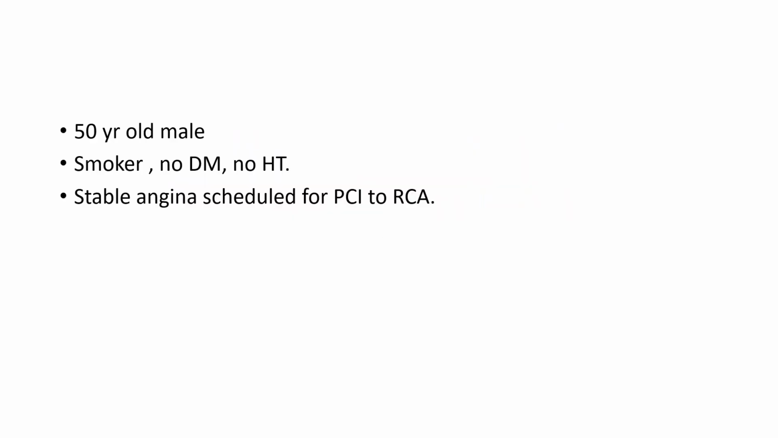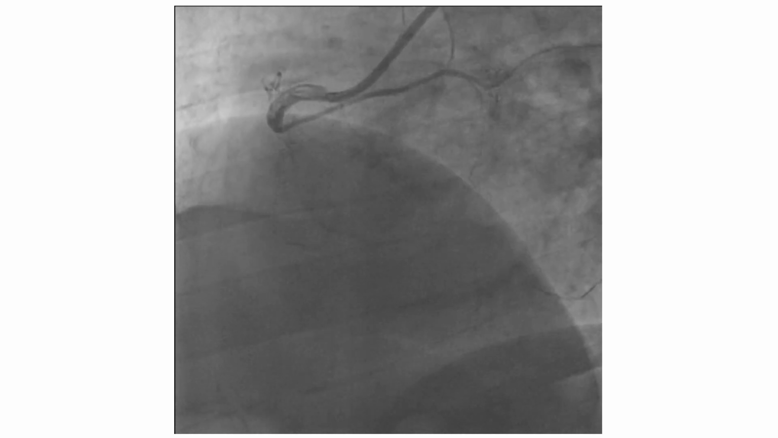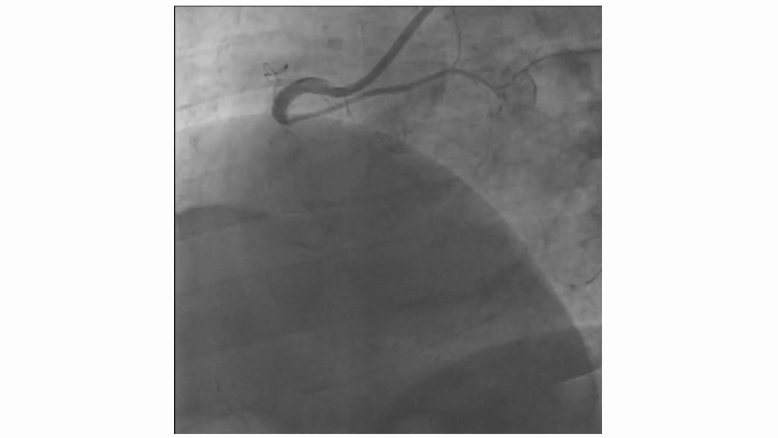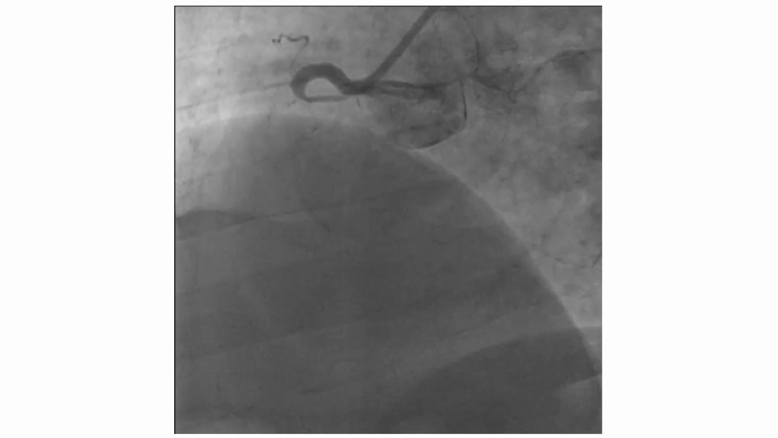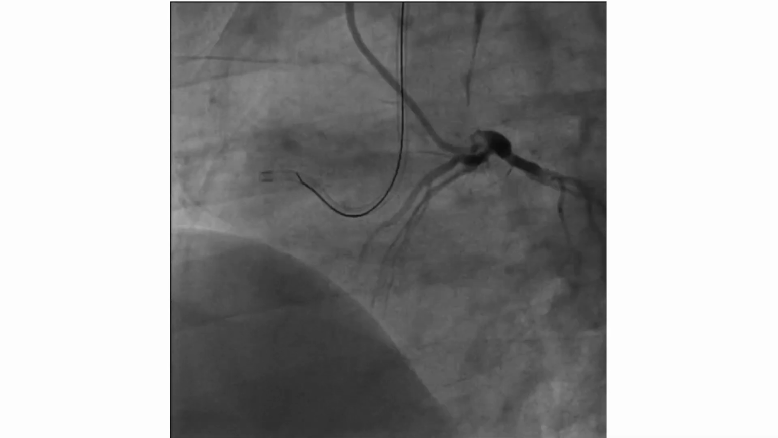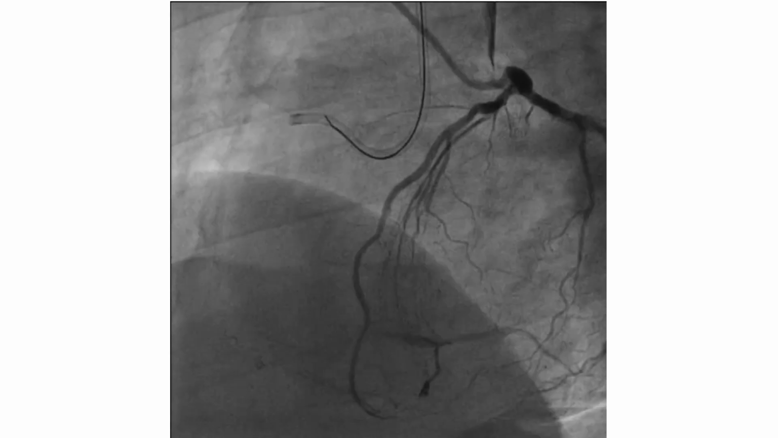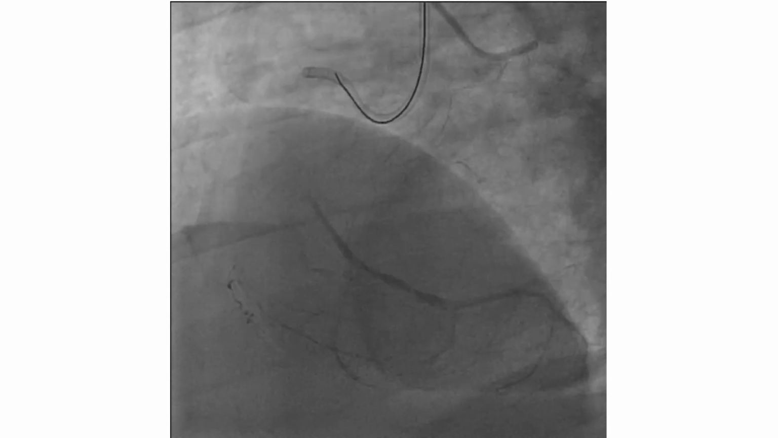The case is a 50-year-old male, smoker, not diabetic and not hypertensive, with stable angina, scheduled for PCI to the RCA. This is the alloy view of the RCA, shows a mid-total occlusion with TIMI flow 0. Angiography of the left system in the same projection shows a good retrograde flow.